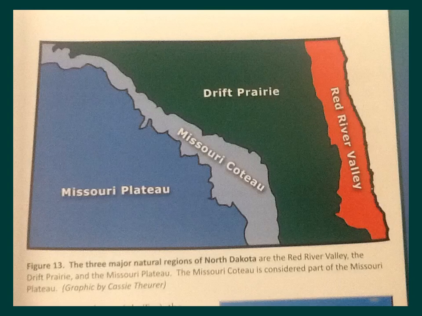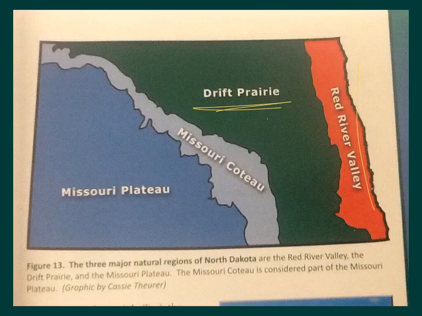So the locations of wetlands in North Dakota, here's North Dakota here. We have our Red River Valley, the Drift Prairie, Missouri Coteau, and then the Missouri Plateau. So some different things. The Drift Prairie is sometimes called the glaciated plains. That's because of the effect of the glaciers on the land.